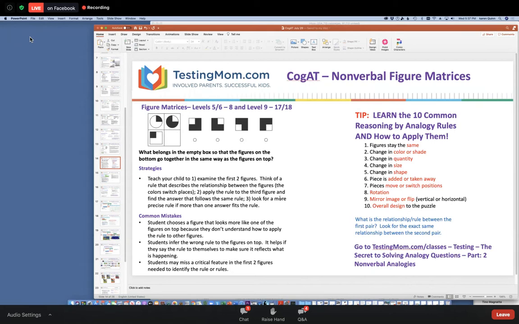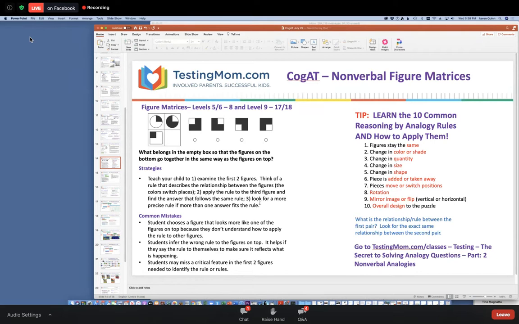And then when students get older and they're in higher grades, what tends to happen is that there's more than one change in the analogy. So it might be we're going to have a change in color and quantity, or a change in size, and there's a rotation. And sometimes there can be 3 changes as they get older, and even 4. So you want to start by practicing the easiest questions so you really learn these rules, and then you can work your way up to harder ones.